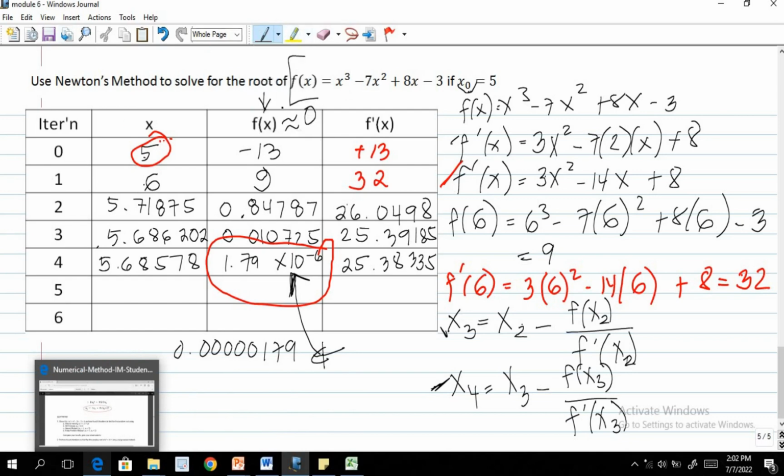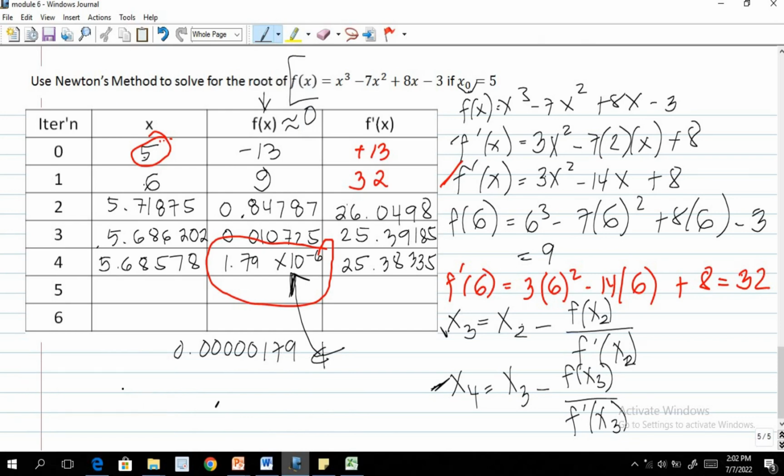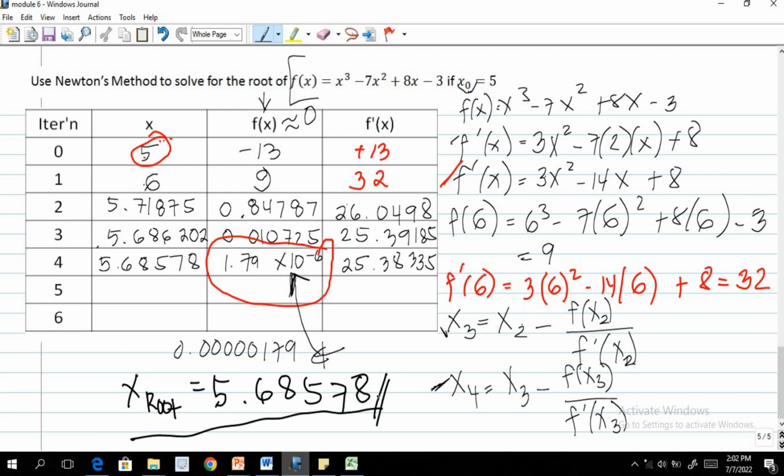So, pwede ko nang sabihin, for my final answer, the x root for this function, x cubed minus 7x squared plus 8x minus 3, is equal to 5.6857. This is now my answer. Okay, nasundan po ba natin? That is Newton-Raphson method.